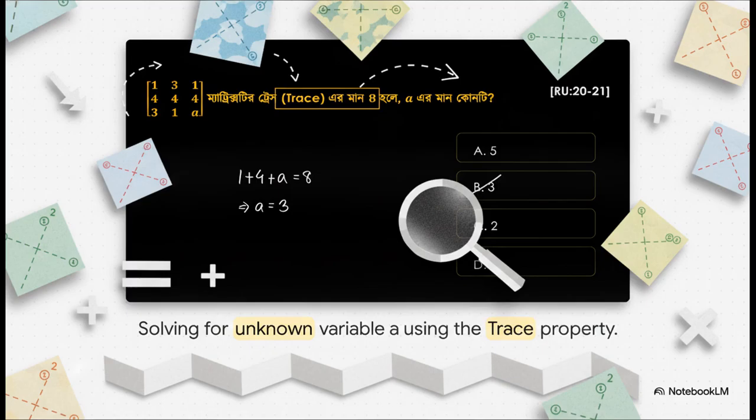Let's look at a typical way this might be tested. Say we have a 3x3 matrix, and the diagonal elements are 1, 4, and an unknown variable, a. But we are told up front that the trace equals 8. By setting up a super basic algebraic equation, 1 plus 4 plus a equals 8, we can easily work backwards. 1 plus 4 is 5, and 8 minus 5 reveals that our missing variable a absolutely must be 3. It's a simple trick, but incredibly powerful for solving for unknowns.